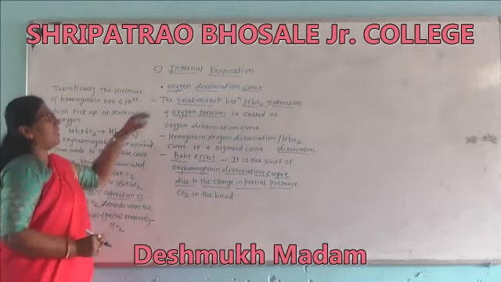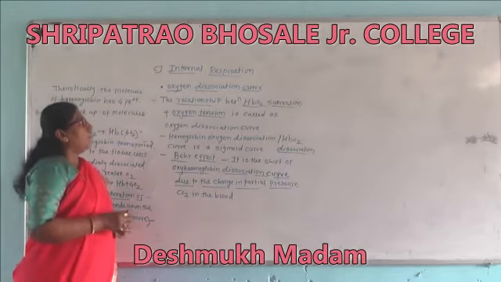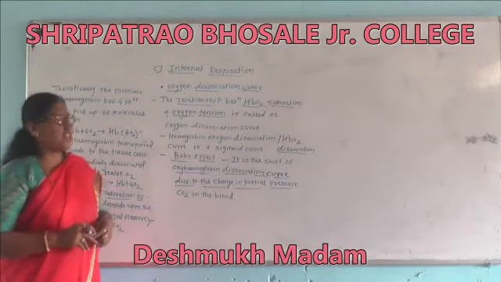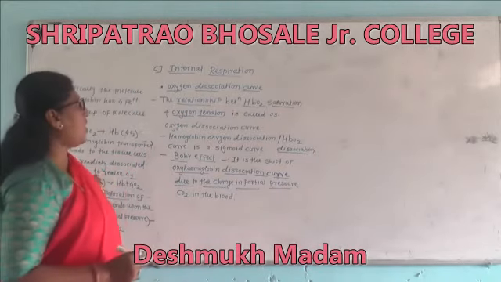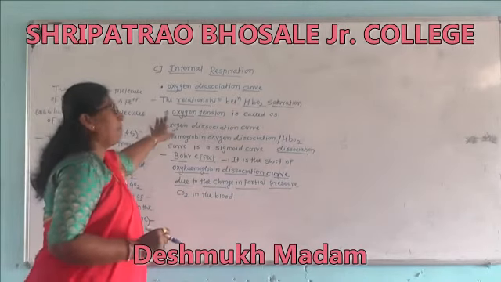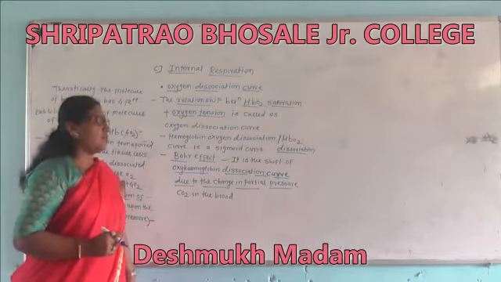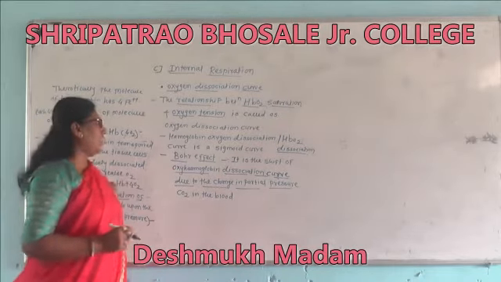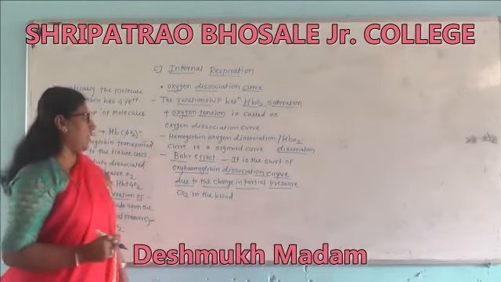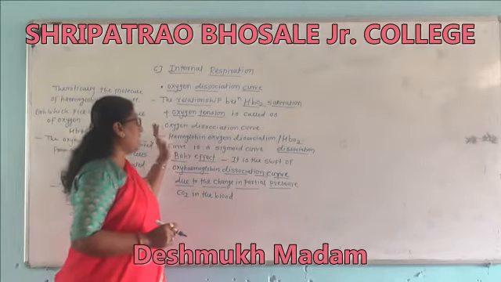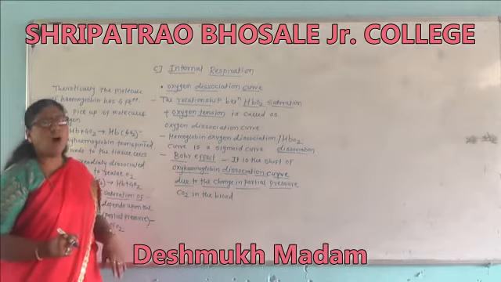The oxygen dissociation curve. What is the oxygen dissociation curve? The relationship between oxyhemoglobin saturation and oxygen tension is called the oxygen dissociation curve. The oxygen hemoglobin dissociation curve is a sigmoid curve.